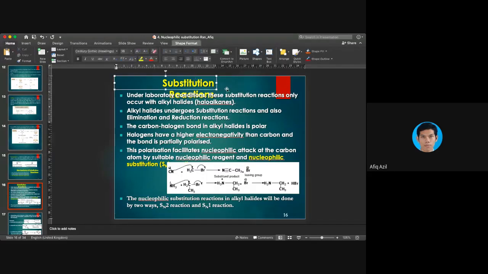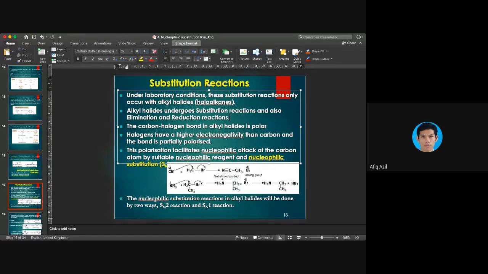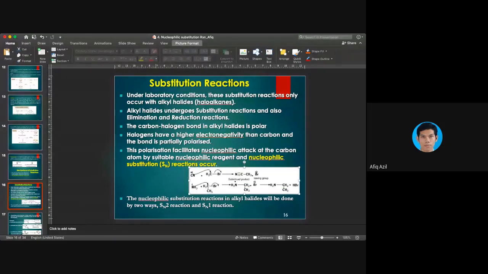Okay, we will go straight to the substitution reactions. Under lab conditions, normally these substitution reactions only occur with alkyl halides. So haloalkanes or alkyl halides, which is something that we call the starting material or the substrates.